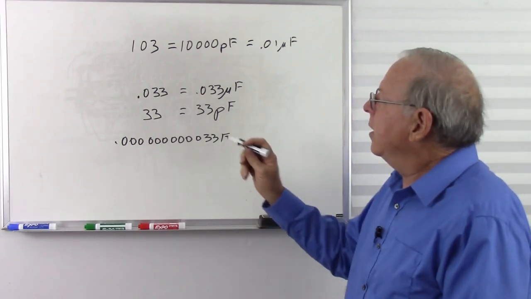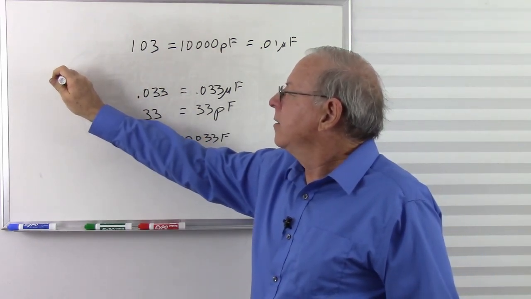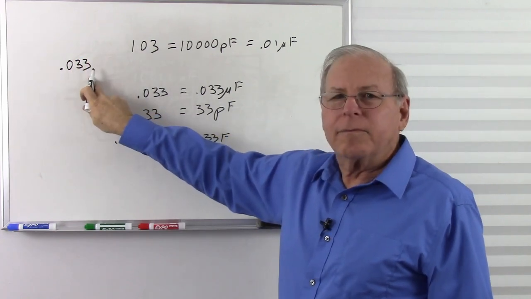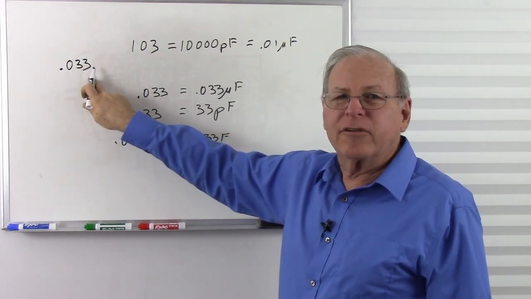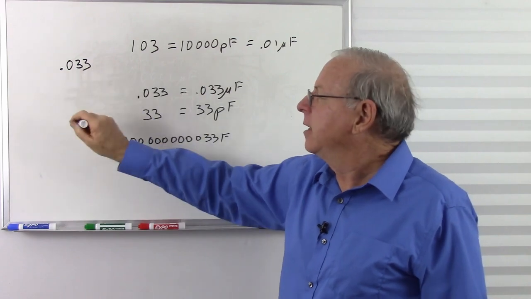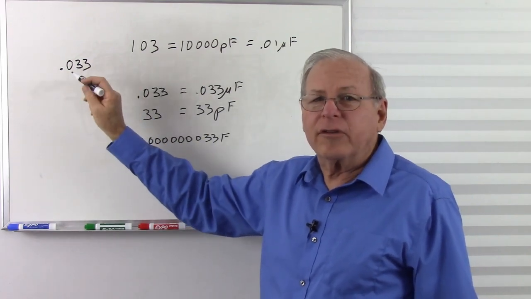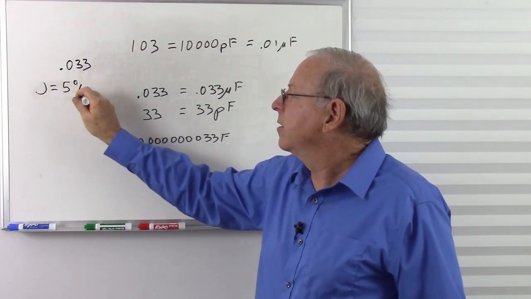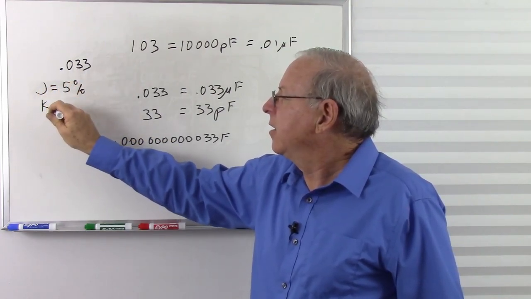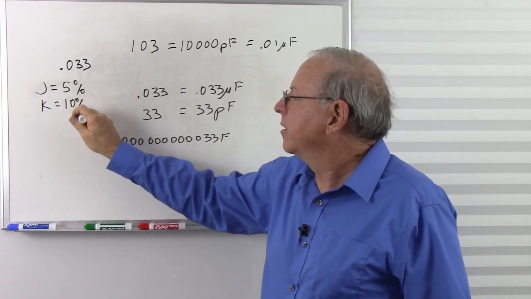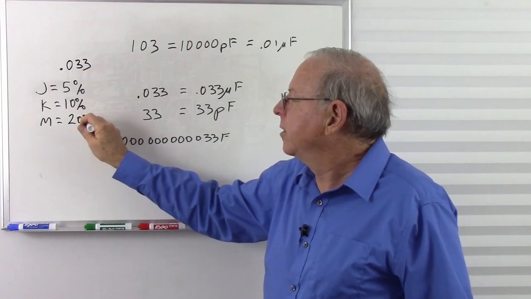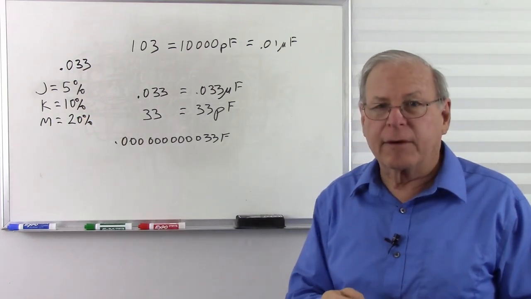You might also see, after the capacitance, a letter such as J, K, or M. That tells us the tolerance of the capacitor. J is equal to 5%, K is equal to 10%, and M is equal to 20% if you see those on the capacitor.